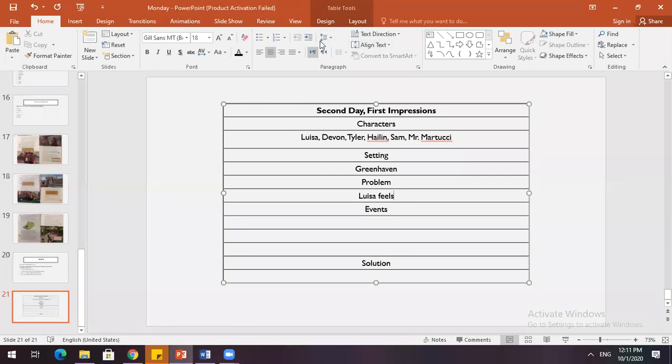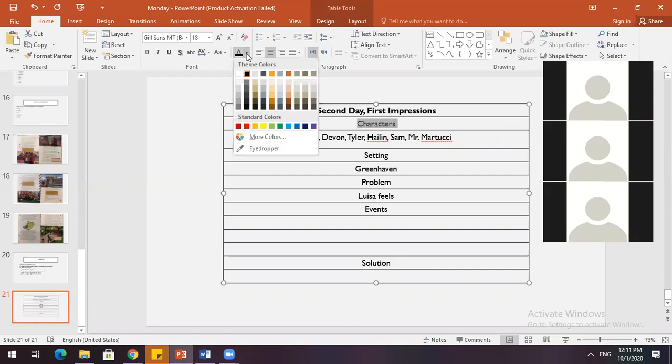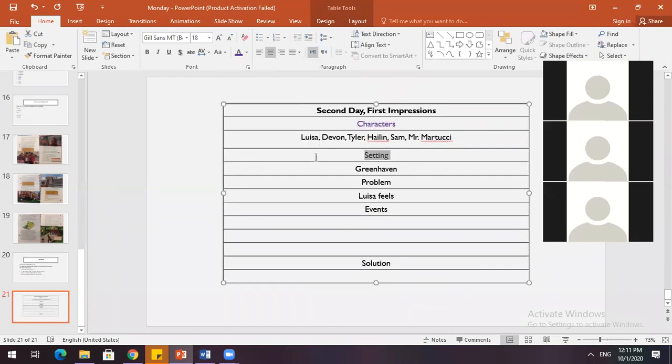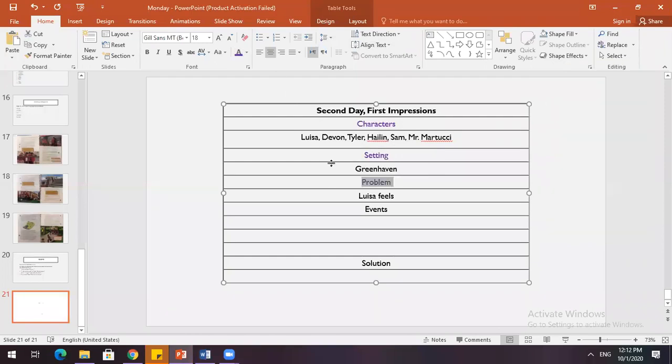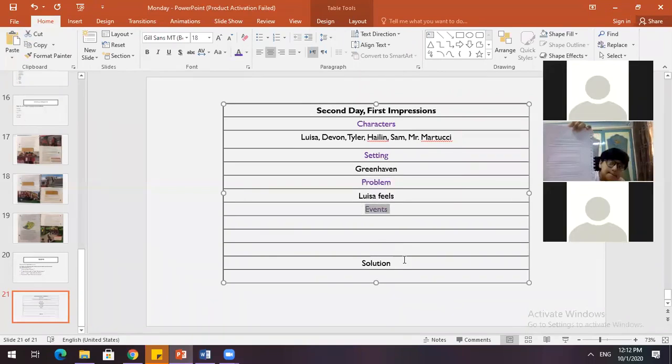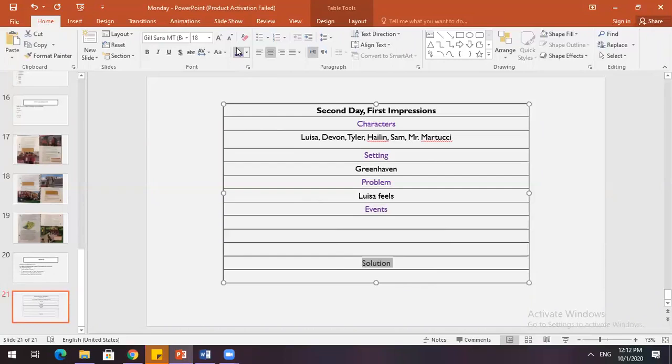Guys, is this table clear for you? Should I maybe make the headings in a different color? Miss, the table is so big, I cannot do it in my notebook. Then make points. Even if you write it on 2 pages, you can write the characters and the setting and the problem on one and the events and the solution on the other.